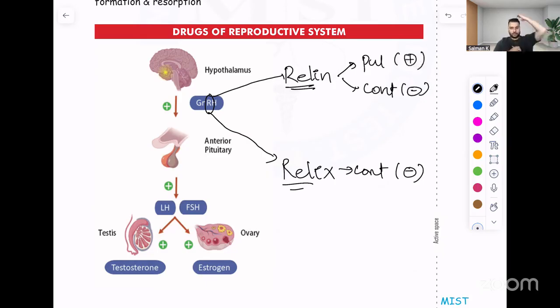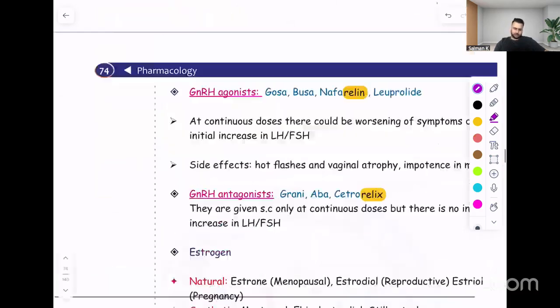So what it means is relixes can only produce blocking effects, whereas relins can produce both blocking as well as stimulatory effects. Now on this page, you should be able to see where the pulsatile dose is given. Pulsatile dose means to stimulate this function, and this is useful in delayed puberty and in infertility. Whereas for most of the other problems, we need to give a continuous dose. So that's all about relin and relix.